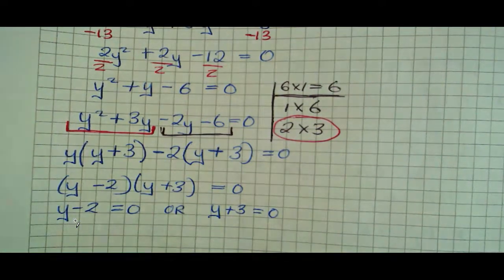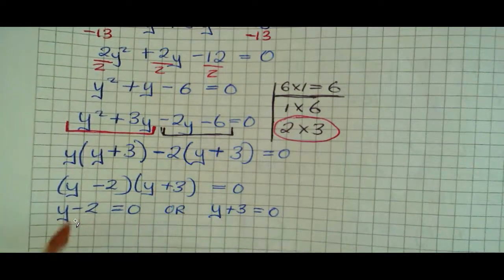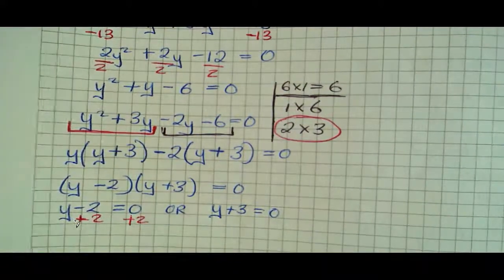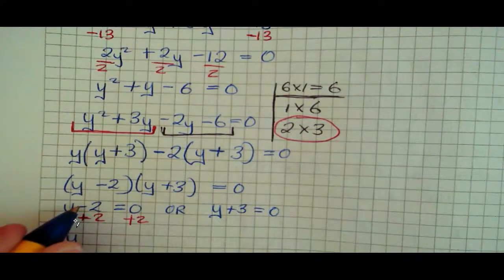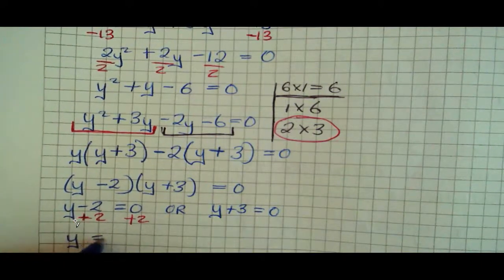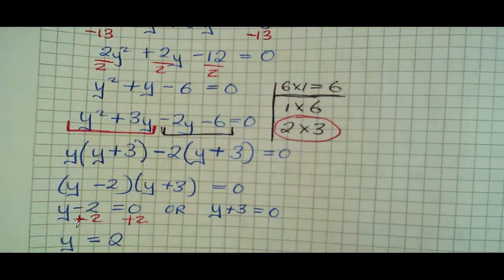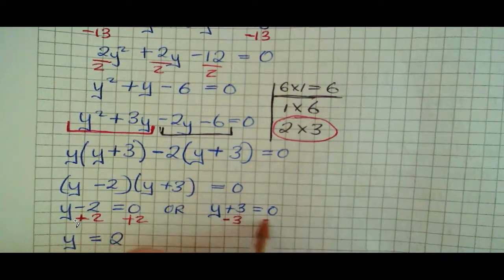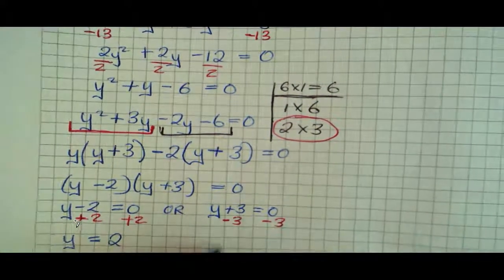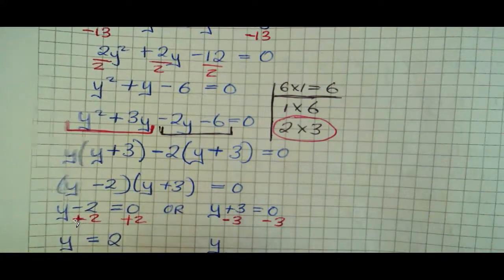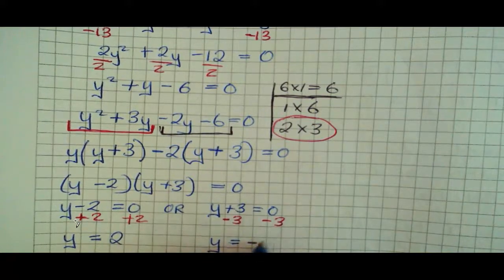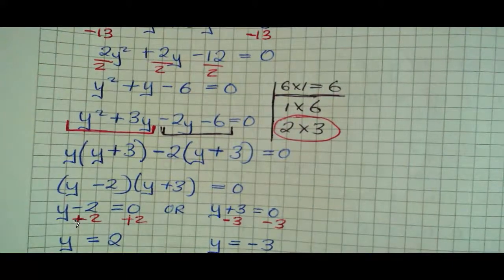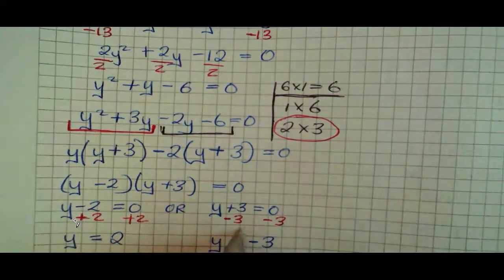So I can solve for my y now. So I want y is equal to, so I have a minus 2 here, so I'm going to add 2 to both sides. So y plus minus 2 plus 2 is 0 is equal to 0 plus 2 is 2. Or I have y plus 3, I want to know what y is equal to, so I'm going to take off 3 off both sides. So y plus 3 minus 3 is 0 is equal to 0 minus 3 is minus 3. So there are my two values now for my y.